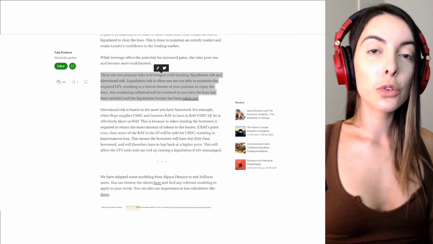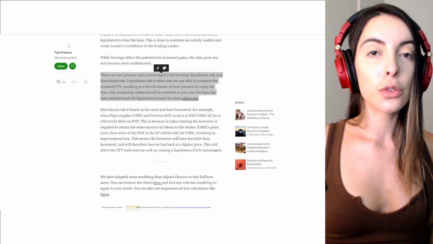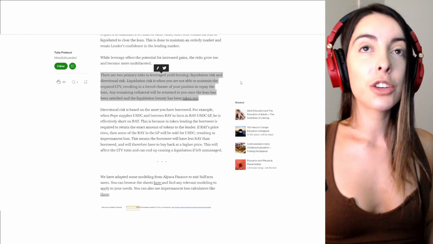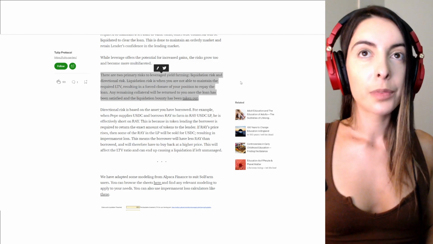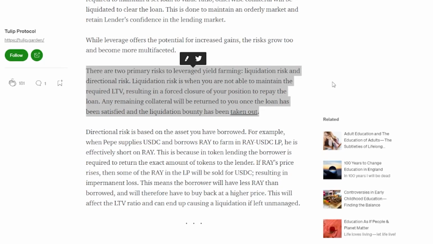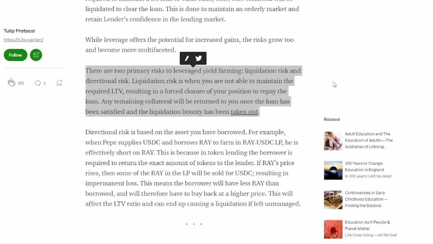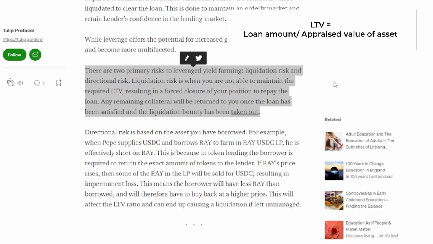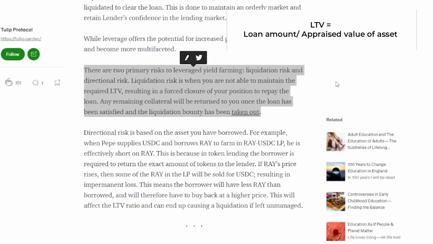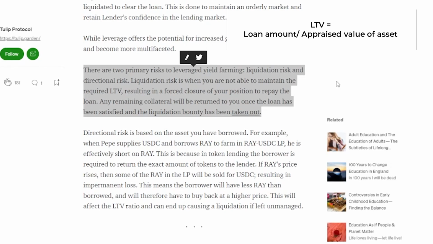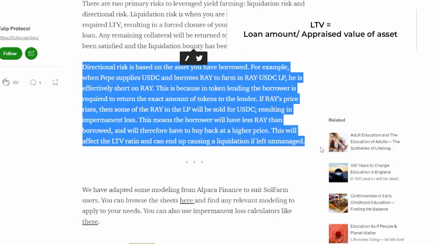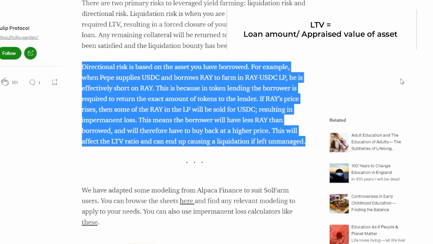Okay, so there are two forms of risk when it comes to leverage yield farming. So liquidation risk and directional risk. Liquidation risk is where you are not able to maintain the required LTV ratio, resulting in a forced closure of your position to repay the loan. Any remaining collateral will be returned to you once the loan has been satisfied and the liquidation bounty has been taken out.